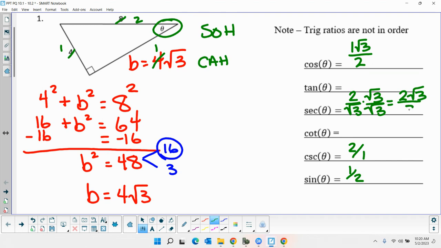So it should look like this when you're done. Okay. Tangent, TOA, opposite, which is the 1 over adjacent, the 1 radical 3. You have to rationalize that one.